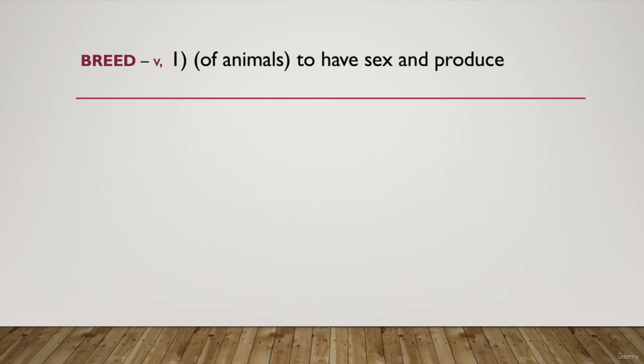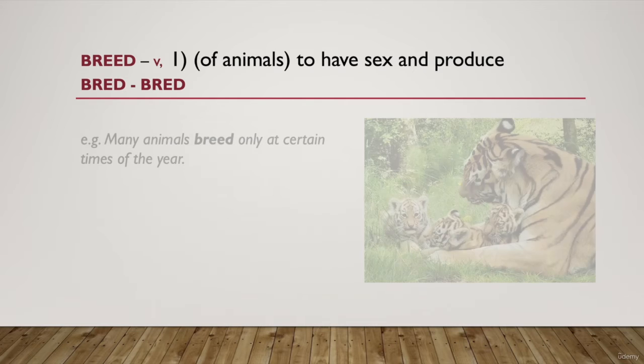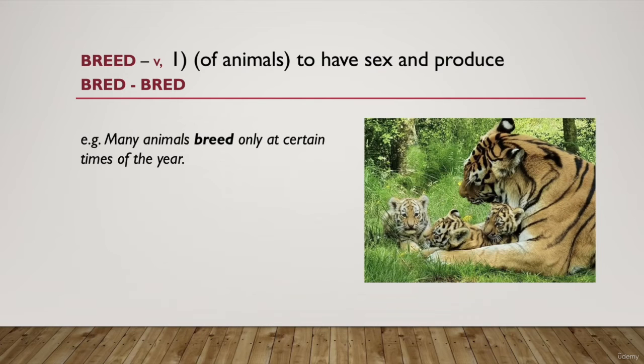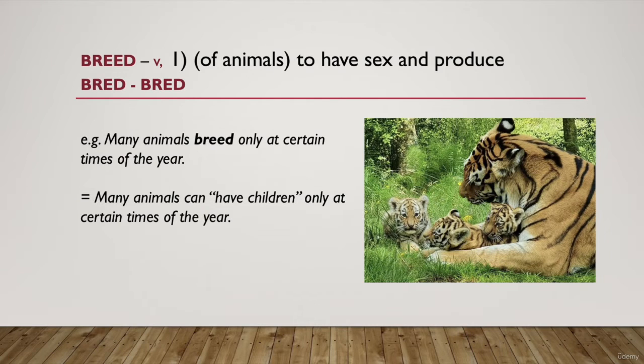Breed can also be a verb, and when we talk about animals, it means to have sex and produce young. The past simple and past participle forms are bred and bred. For instance, many animals breed only at certain times of the year. This means that many animals can have children only at certain times of the year.